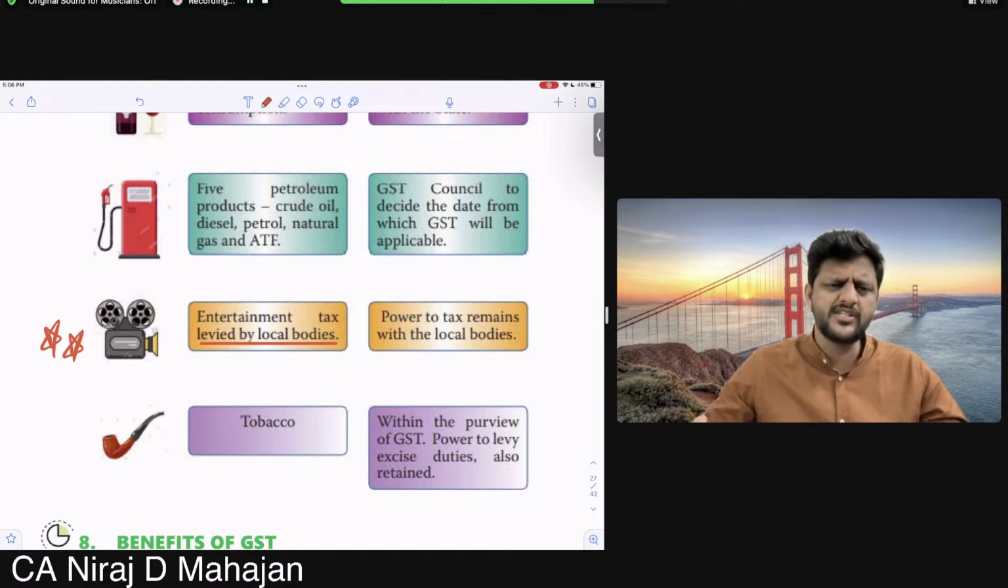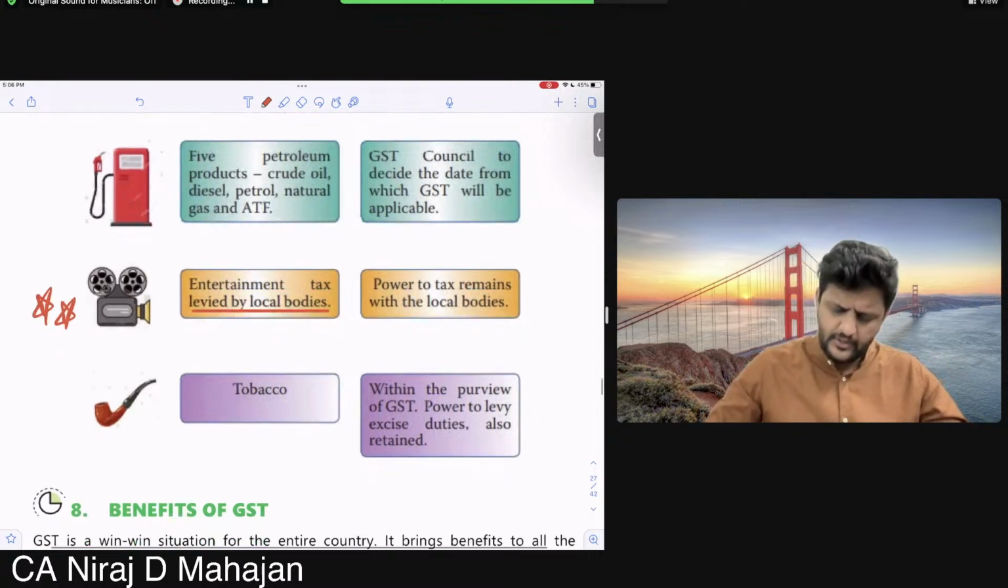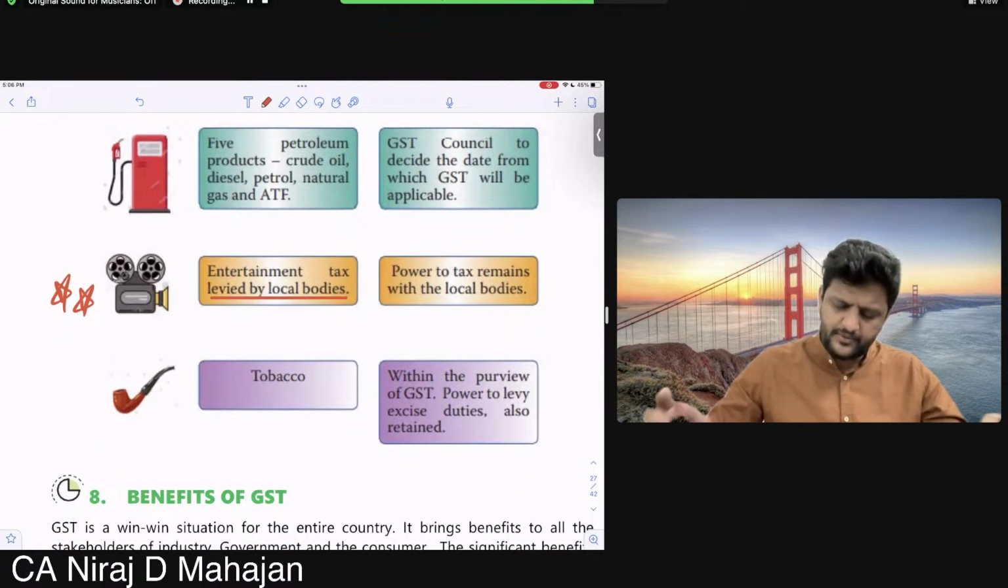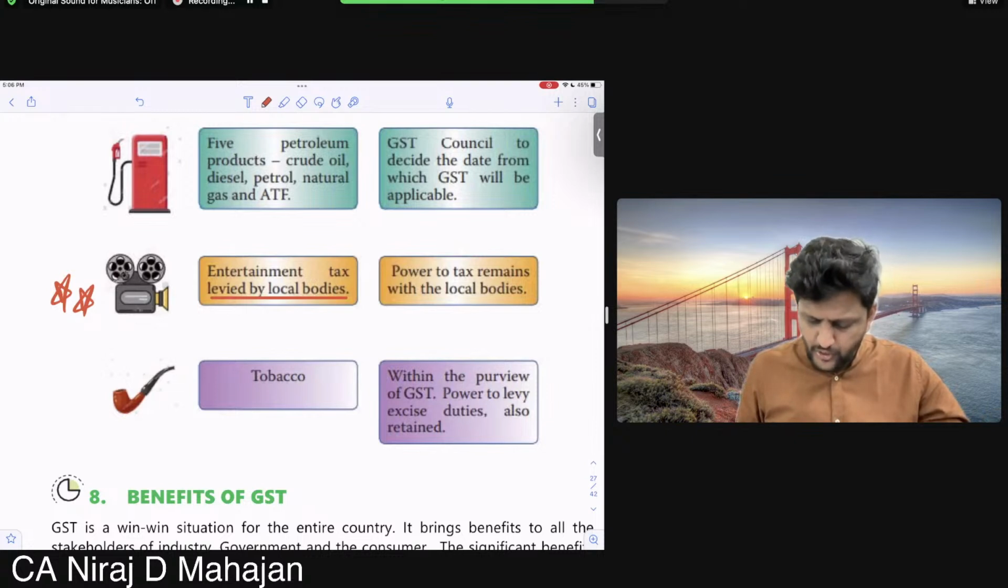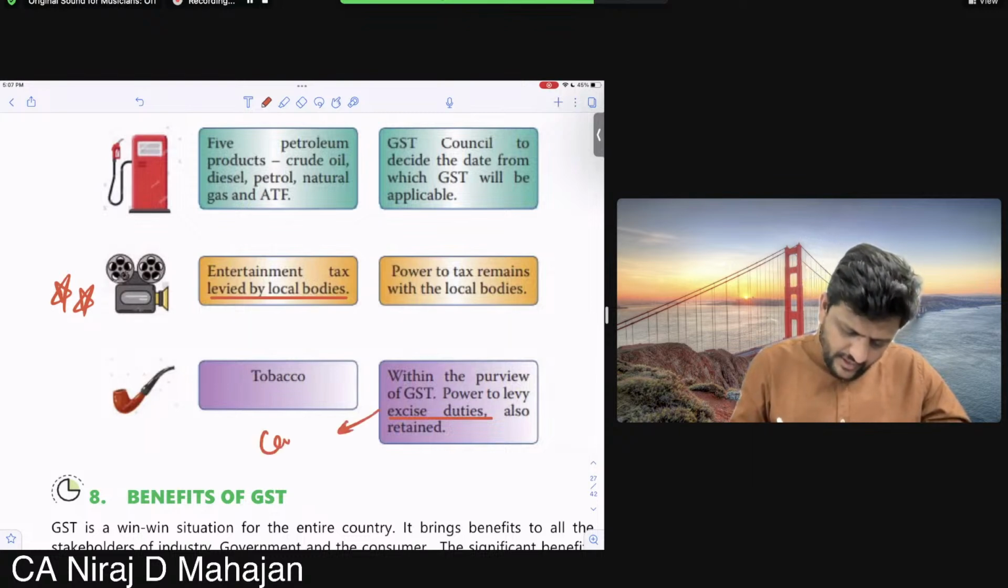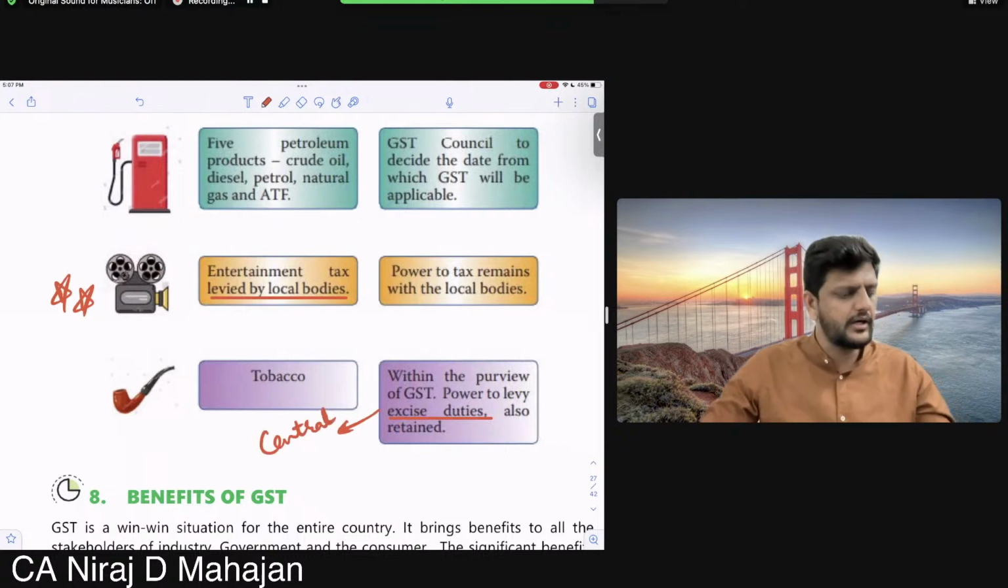And tobacco, children, what? State, right? Correct? Achha, it is within the purview of GST. But power to levy excise duty also retained. Tobacco, children, central or state? Central, right? Excise. Correct? Central excise. Done or no?